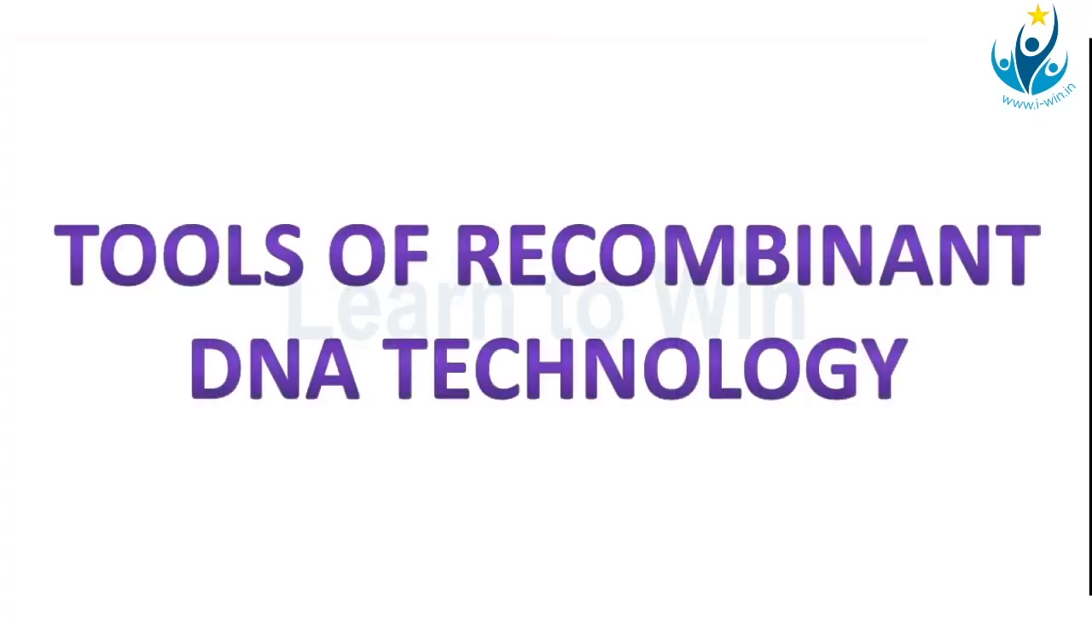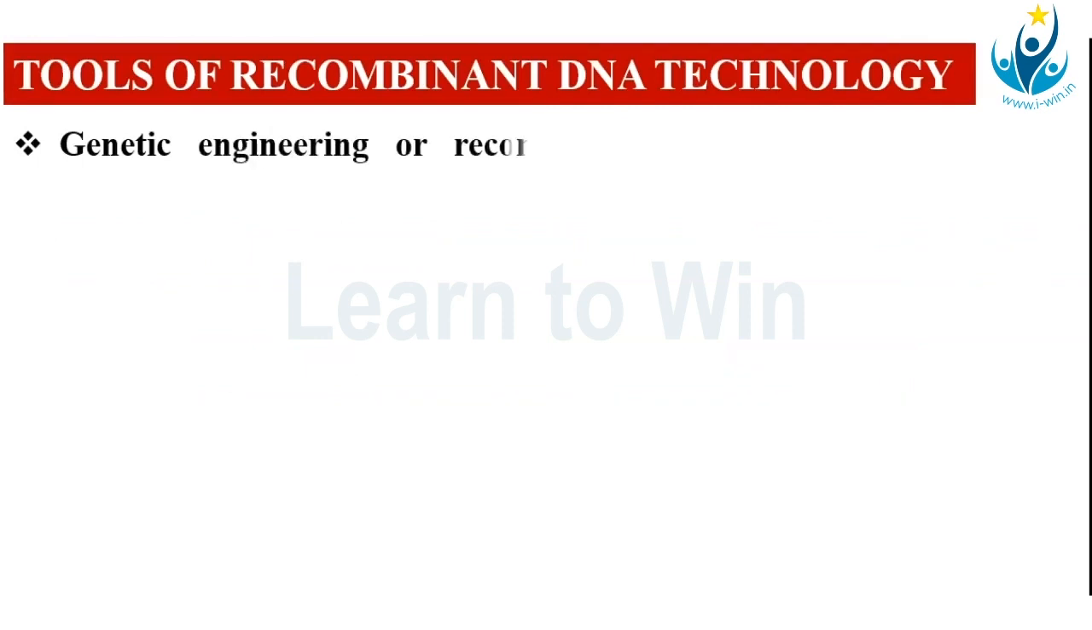As discussed in this section, we are going to talk about the tools of recombinant DNA technology. While we were discussing the steps of recombinant DNA technology or genetic engineering, we have used certain terms like vectors, restriction enzymes, DNA ligases. All of these are important tools which are required to carry out the process of DNA technology. Let us see each one in detail, and first we are going to start with restriction enzymes.